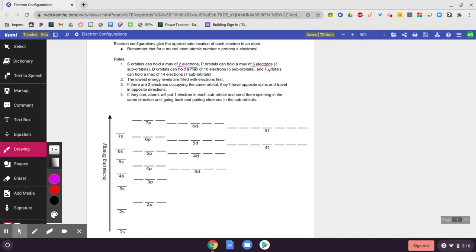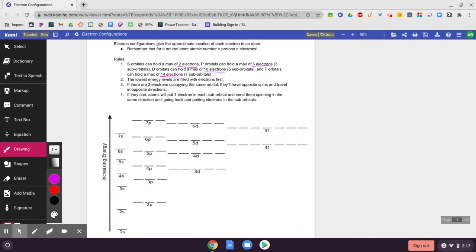But for p orbitals, we actually have 3 suborbitals, meaning that there are 3 individual p orbitals that make up the p shell in the atoms. Similarly, d orbitals, which can hold a maximum of 10 electrons, have 5 subshells or 5 suborbitals, making up the complete d shell. And then f orbitals can hold a maximum of 14 electrons within 7 total suborbitals.